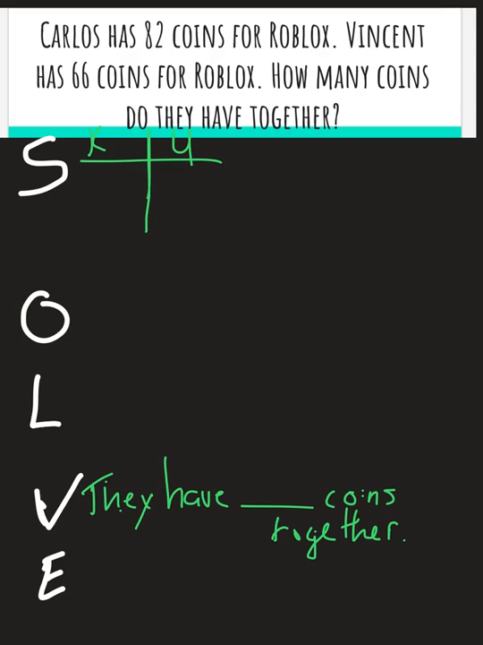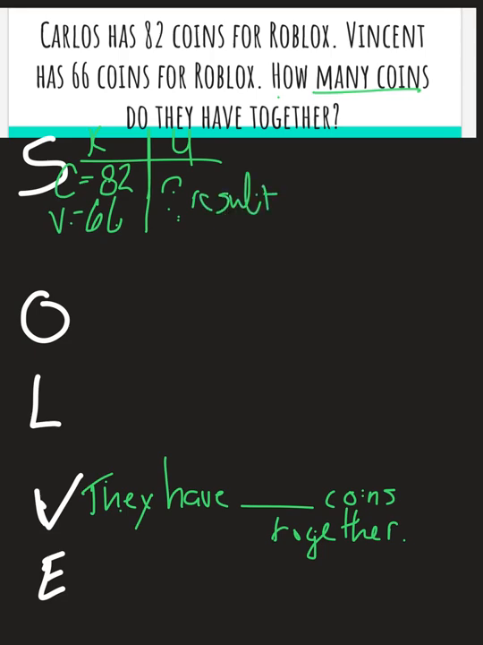We've got our known or unknown chart already filled out, and we've also got our verify statement. We just took that question, how many coins do they have together? They have unknown coins together because we don't know how many coins they have yet. Okay, so what do we know? We know that Carlos has 82. We know that Vincent has 66. We don't know the result. We don't know how many they have together.